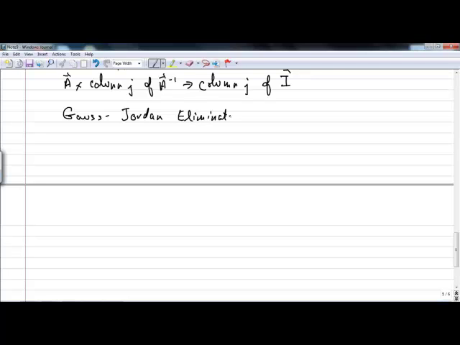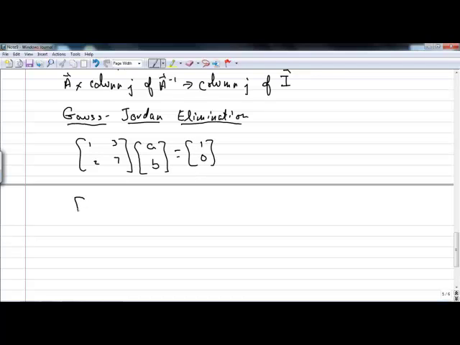This is very similar to the Gaussian elimination process that you saw for solving the equation AX equals B. So here we're going to solve the equation with column 1 of the inverse, and that's going to give us column 1 of the identity matrix, and we also have to solve the equation with column 2.